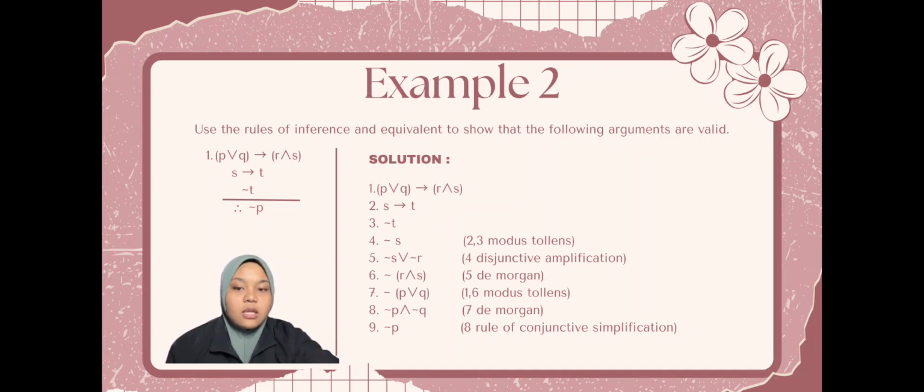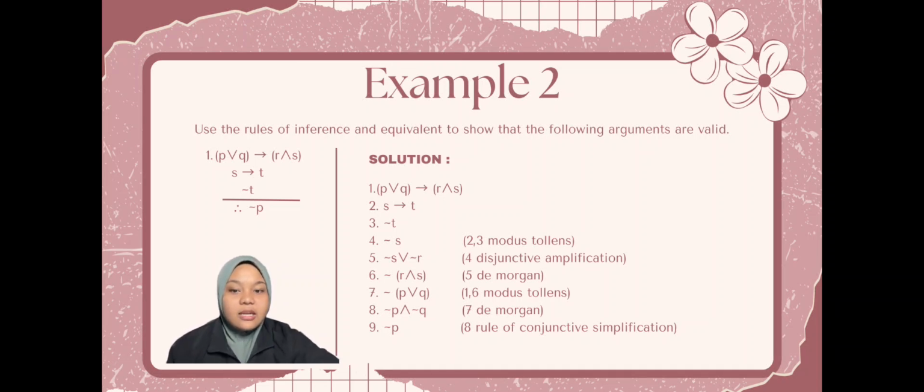So first thing first, we need to label those premises as premise 1, premise 2, and premise 3. So the next step is, from premise 2 and 3, we applied modus tollens to remove T, and we get not S. Next, from not S, we apply disjunctive amplification to add not R, so we can get not S or not R. Next, we use De Morgan to simplify not S or not R to get not R and S.